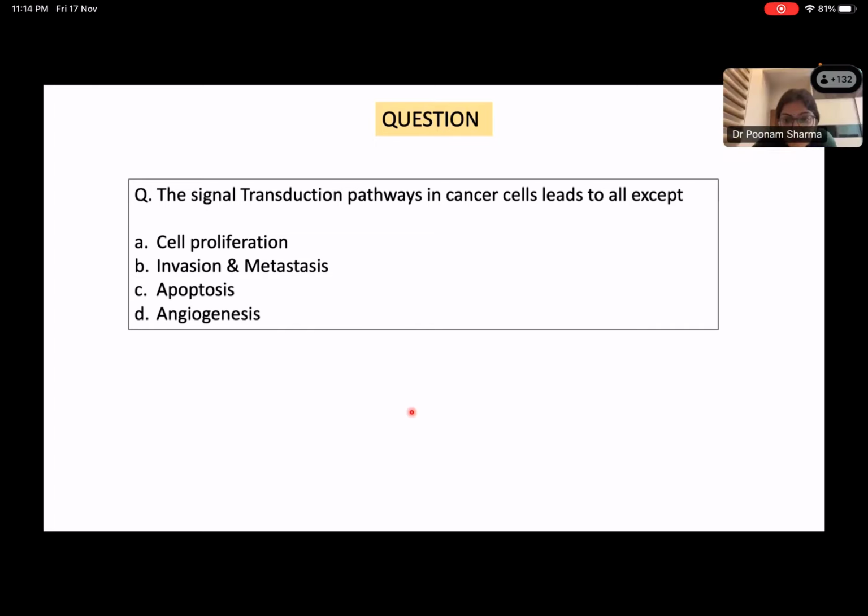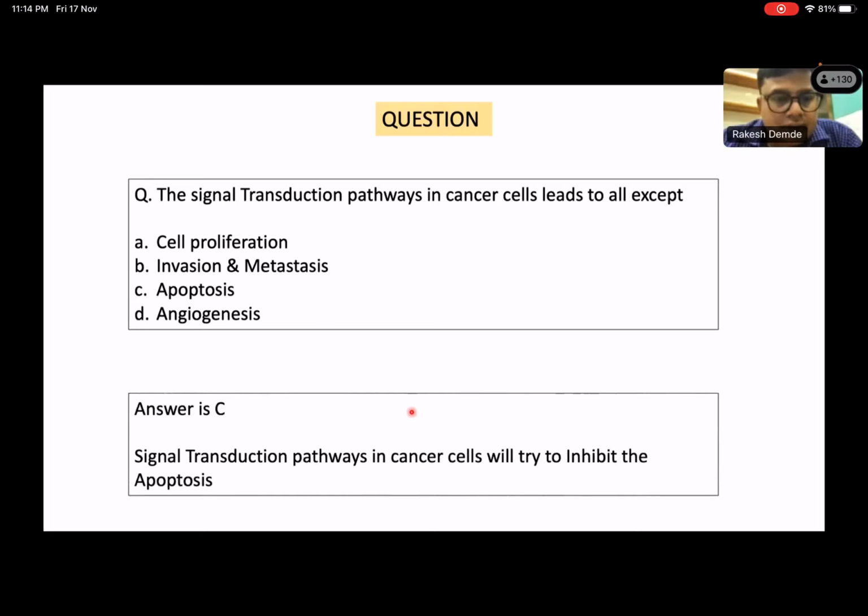Sir, the majority of the participants are answering option C, followed by B. Okay. So the answer is C. The cancer cell will never try to increase apoptosis, it will try to inhibit apoptosis. The cancer cell doesn't want the cancer cell to die. So this is the odd one out, the thing which the cancer cell will not do with the help of signal transduction pathways.